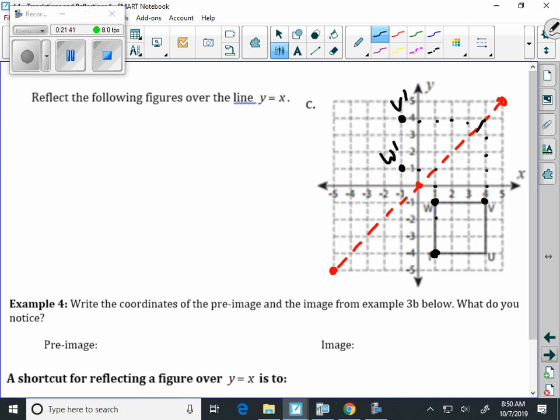T is 1, 2, 3, 4, 5 spaces to the red line, and 1, 2, 3, 4, 5 to our new T. You can probably guess where the new U is: it's 8 spaces to the red line, and 8 on the other side. Here's our new U. And here's our square, transformed.